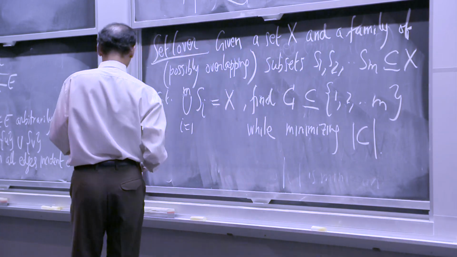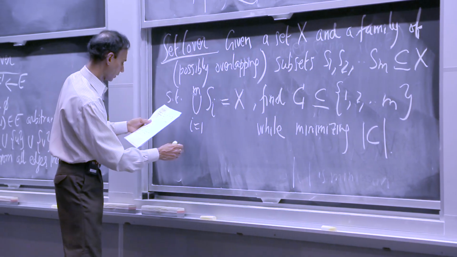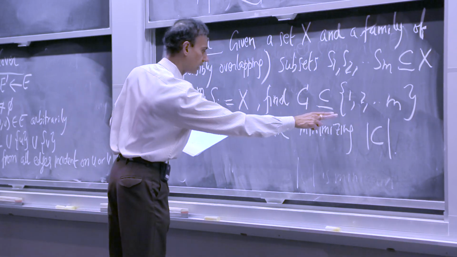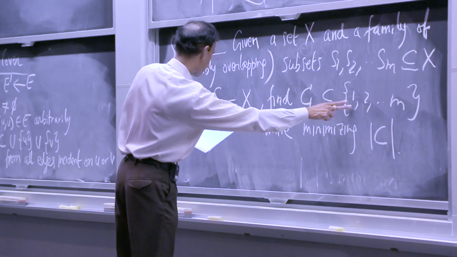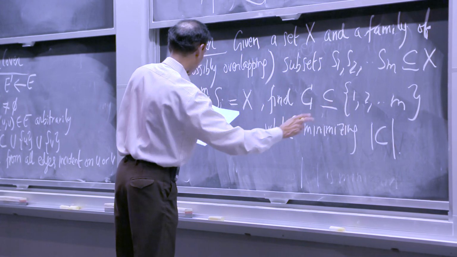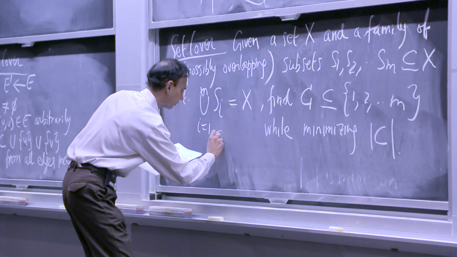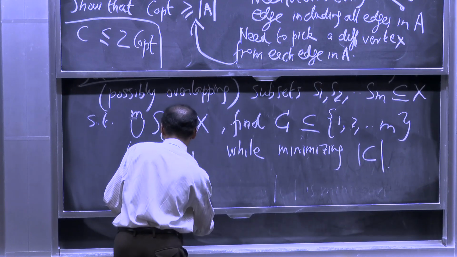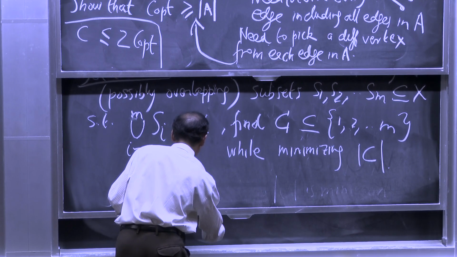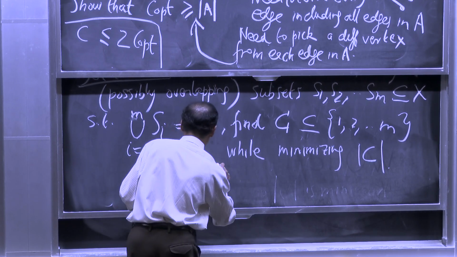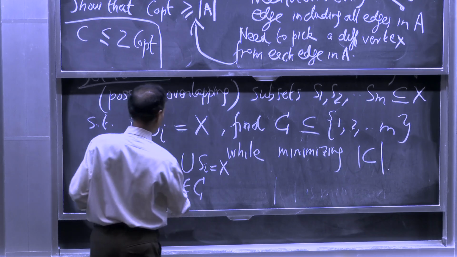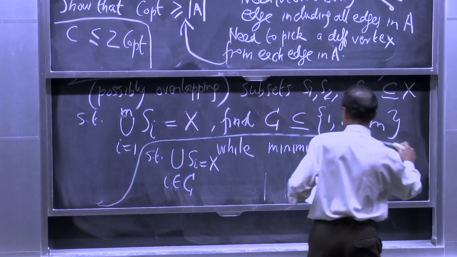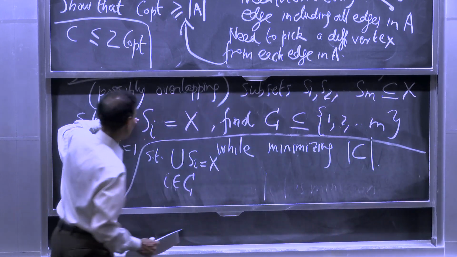Okay? Oh, let me get this right. So this is what I have. Find C subset of these such that, I'm sorry, there's one more. Union of i belonging to C, Si equals X. Okay. Sorry for the mess here. But so that's the line there.